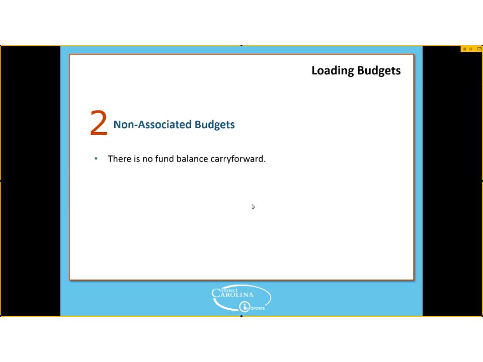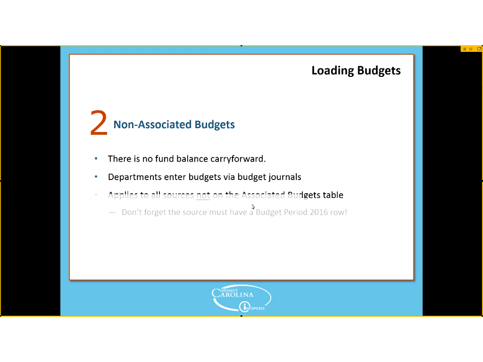All right, so let's talk about non-associated budgets. For those budgets that are non-associated, in other words, they do not appear with the 2016 budget period row on that table, there's no fund balance carry forward. That means that on 7/1, your beginning budget is 0, because there's no fund balance carry forward, $0. So if you need a budget, the departments have to enter a budget via a budget journal. Now, again, this is for any source that is not on the associated budgets table.